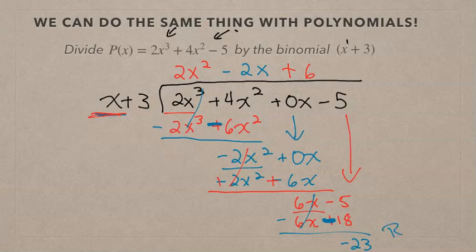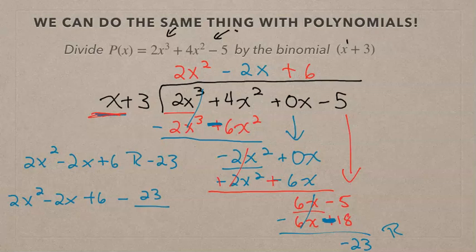So I can write the quotient of this problem as either 2x squared minus 2x plus 6, remainder negative 23, or 2x squared minus 2x plus 6 minus, because that 23 is negative, 23 over my divisor, which is x plus 3. Okay? And that is how you do polynomial long division.